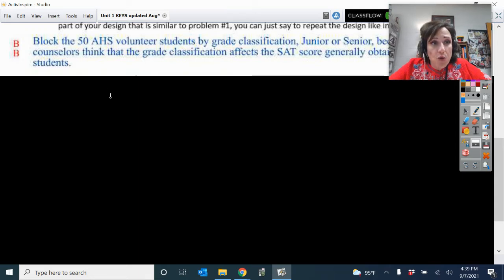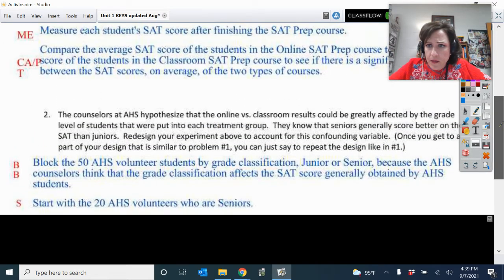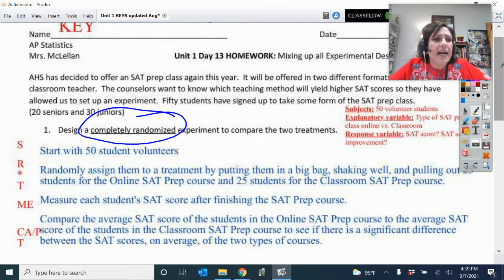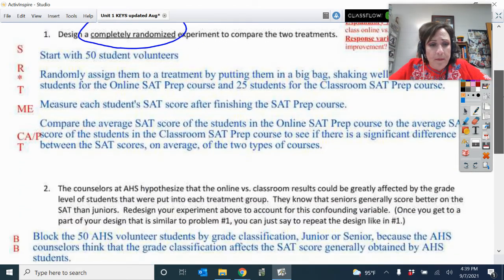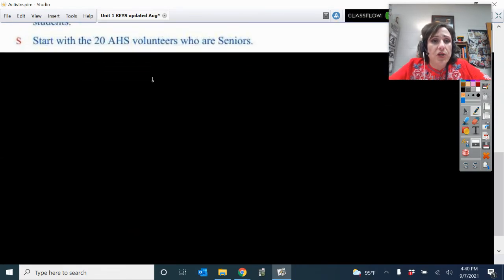So we're going to start with the 20 volunteers. I guess it told us that. Did it say a certain number? Oh, maybe we knew up here. Yeah, 20 seniors and 30 juniors. Okay, so we were told how many. So start with the 20 AHS volunteers who are seniors, and then we're going to SRAP.